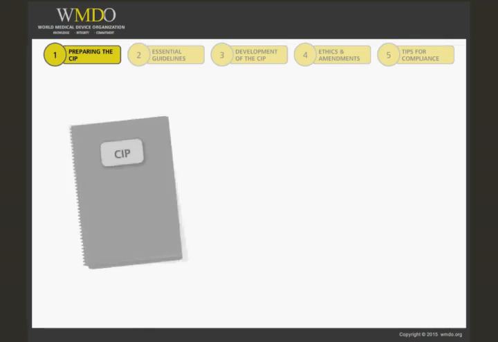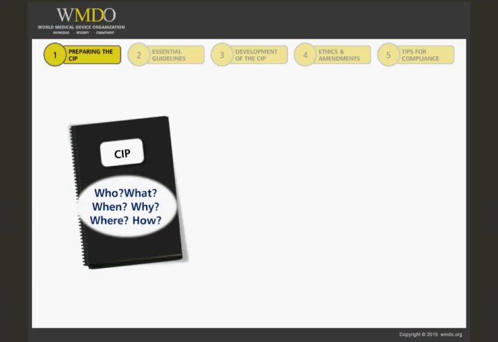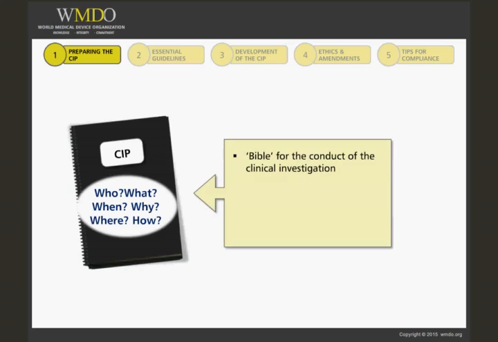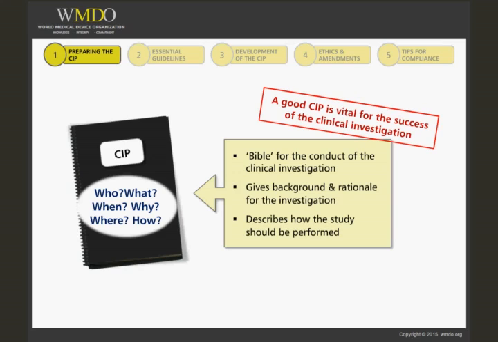As a reminder, the Clinical Investigation Plan is the blueprint document which describes who, what, when, why, where, and how. It also safeguards the study's integrity and participants, acts as a Bible for the conduct of the clinical investigation, gives background and rationale for the investigation, and describes how the study should be performed. High-quality clinical investigation plans are critical to conducting safe and successful clinical investigations.